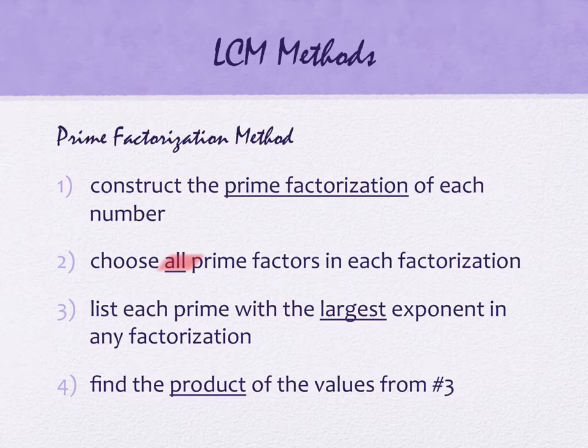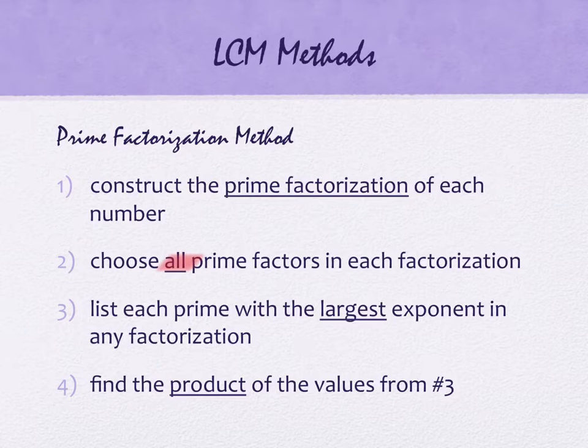Step 3, listing them with certain exponents. That's one of our steps from greatest common divisor, but specifically with greatest common divisor, we were looking for the smallest exponent that they shared, right? Here we're going to use the largest one that they share. And then step 4 matches the same. It's to find the product. Multiply it out.